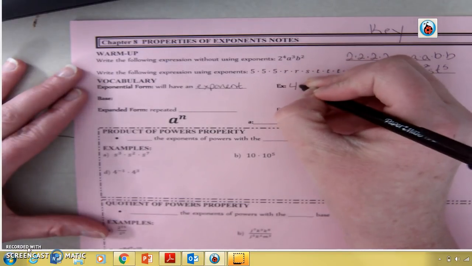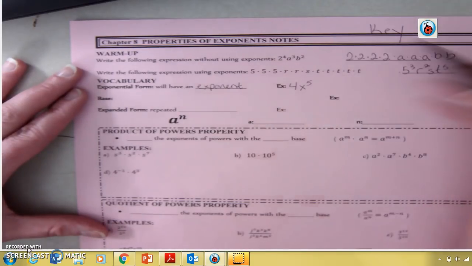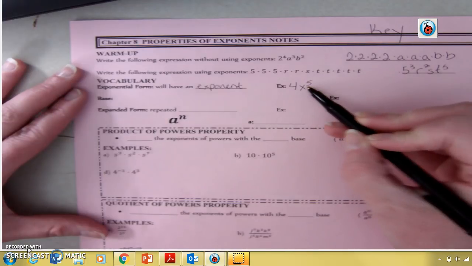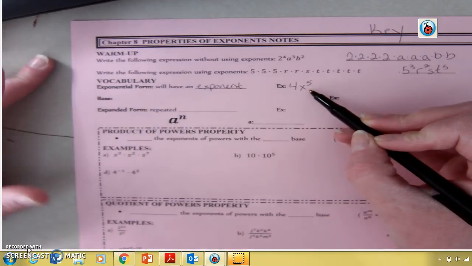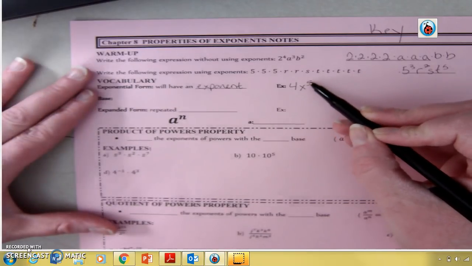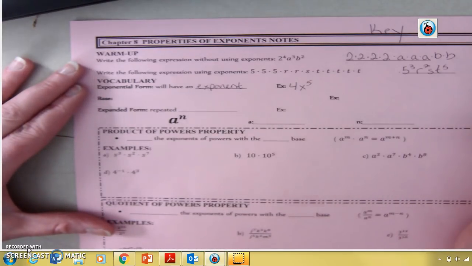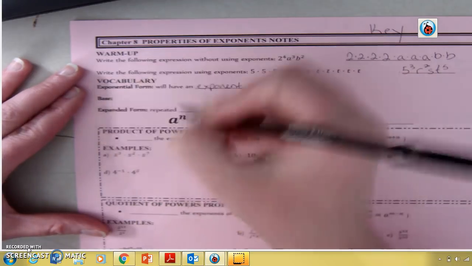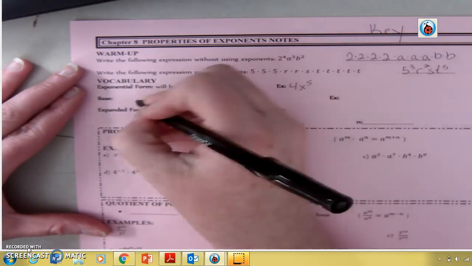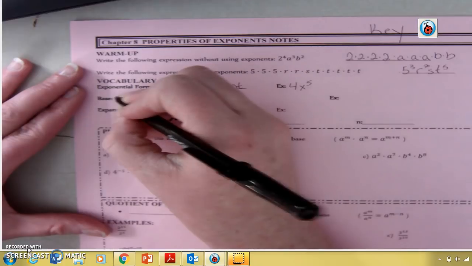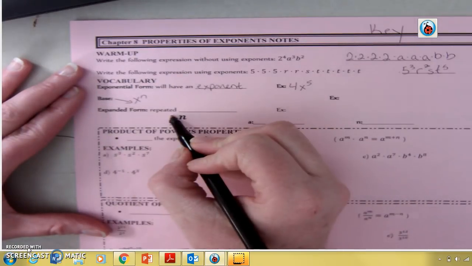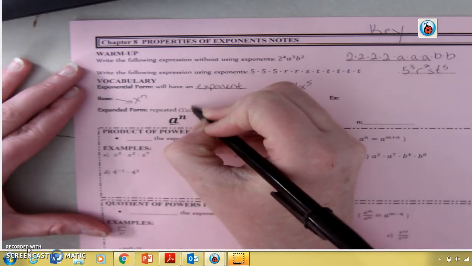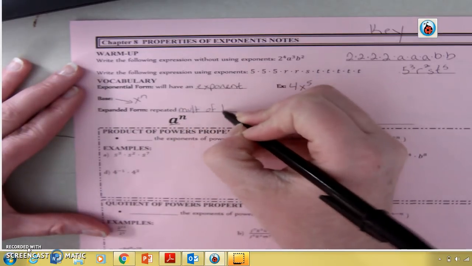So let's say 4x to the 5th. And like I just talked about here, what that really means is 4 times x. It doesn't mean that I have 5 4's as well. The base of the number is always the bottom here. So let's say x to the n. This is the base. When we then have expanded form, that's repeated multiplication of the base.